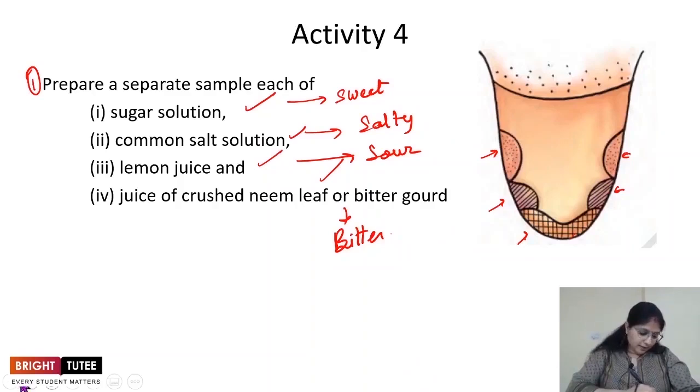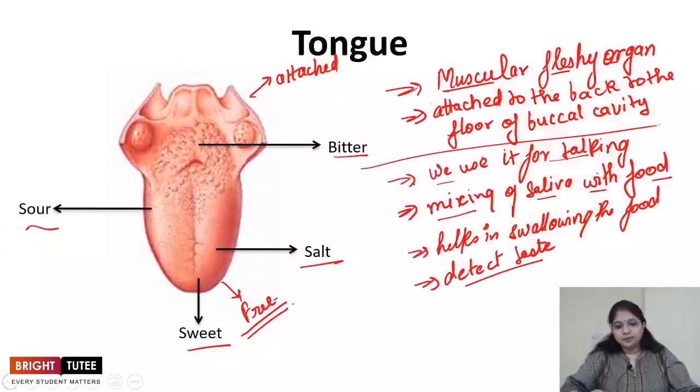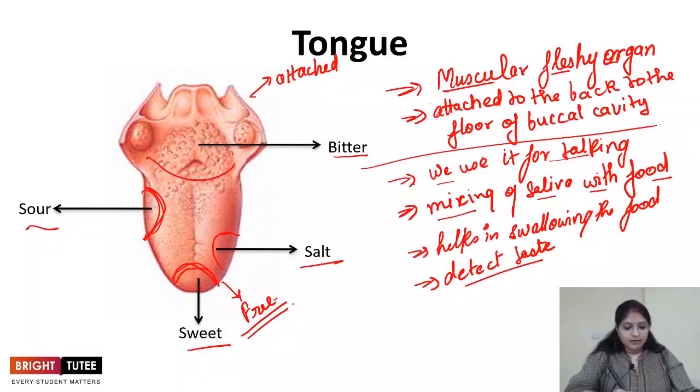Based on these activities, you will observe that usually the bitter taste is felt most at the back side of your tongue, whereas the salt is tasted on this area, right? Sourness is on the sides like this, and sweet is on the tip of the tongue. So these are the areas where your friend will be able to detect these tastes better, right? So this is all about the tongue and its different functions.